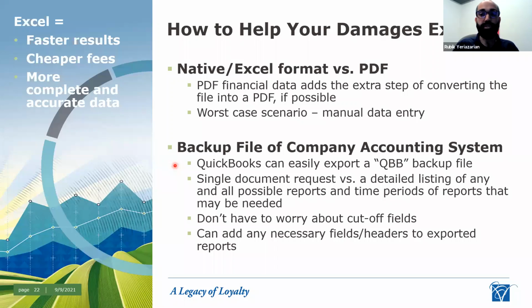And I'll show some examples of what different fields could exist within a general ledger, where a standard general ledger report might not give us all the fields we need or show us all the detail, or it could even be restricted to hide certain fields of relevant information that we could otherwise generate straight from that QuickBooks backup file. So it could really make that document request process a lot more efficient if we have immediate access through that QBB file. We don't have to worry about cutoff fields. I'll show an example of that on the next slide.